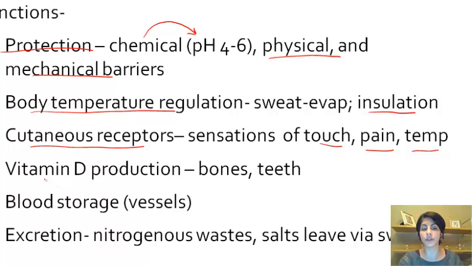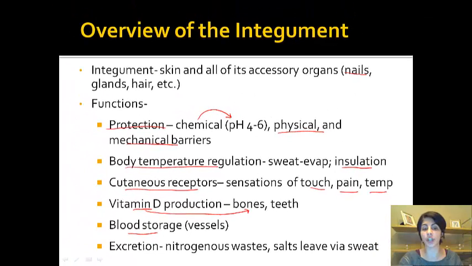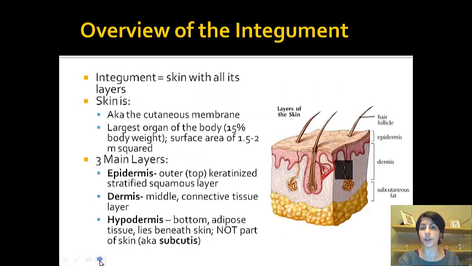The integument also produces a precursor of vitamin D, which makes for bones and teeth that are strong. Since the integument has a lot of blood vessels running through it, blood storage is also part of its job, and the excretion of nitrogenous wastes and salt via sweat is the last function that you're going to review here. The integument refers to skin in all its layers.